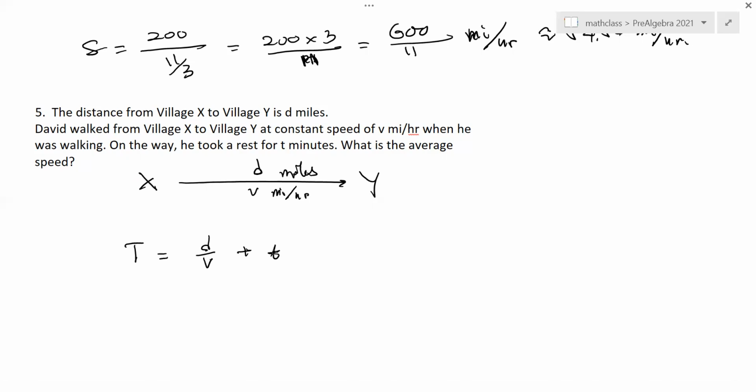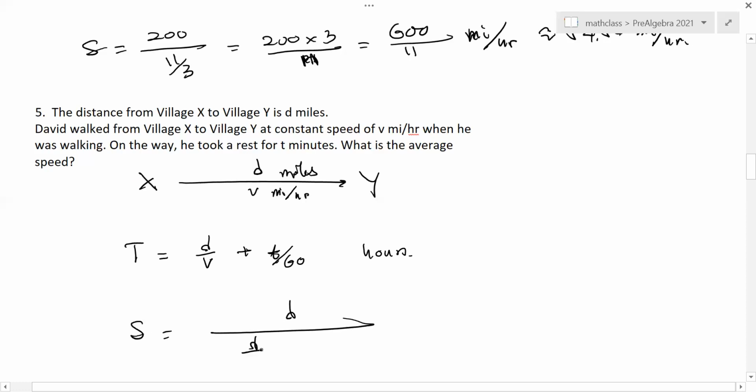Think about that. Without stopping, d divided by v is the whole time he spent. Now he stopped somewhere for t minutes, but be careful, t minutes have to be converted to hours, divided by 60. That's the total in hours. Be careful about the hours. Then the average speed is the distance divided by the total time. So you get the expression.